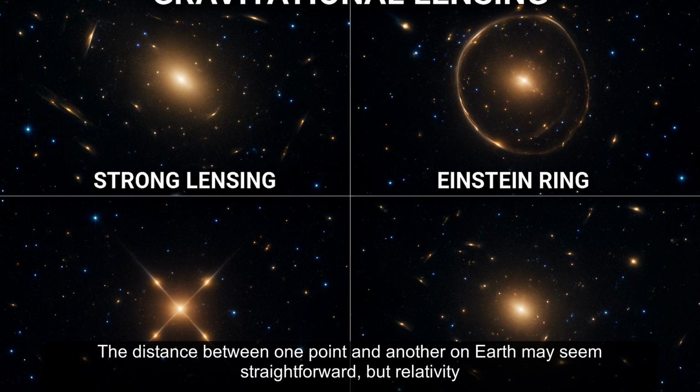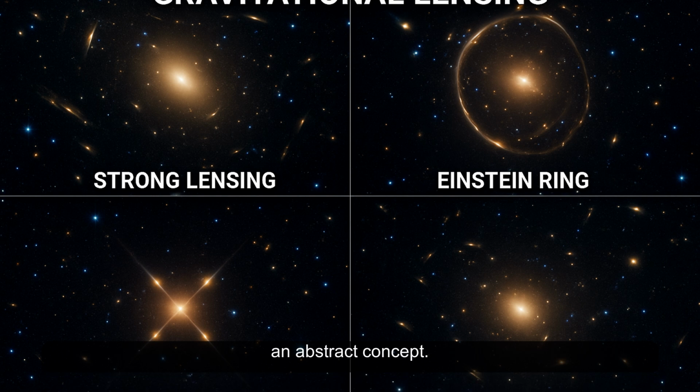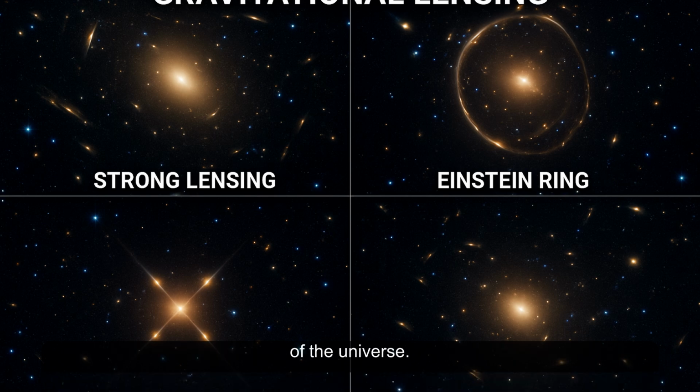The distance between one point and another on Earth may seem straightforward, but relativity shows that time and space behave in surprising ways. Thus, gravitational lenses are not just an abstract concept. They fuel technologies that we use every day. In the field of astronomy, gravitational lenses have revolutionized the way we observe the universe.